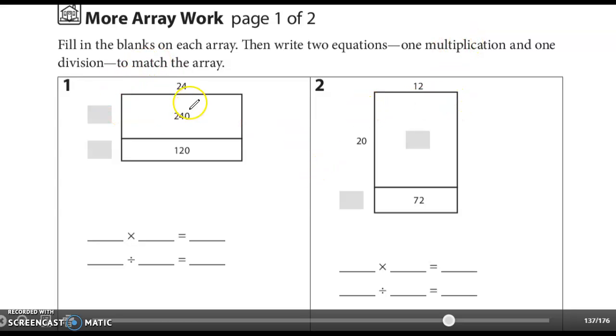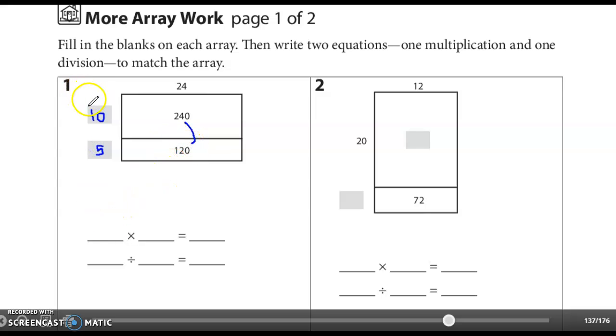So up here at the top, we've got a gray box here, and you know something times 24 is 240. The answer is 10. And then I'm noticing from 240 to 120, that's half. So you're dividing 240 by 2. So I'm going to take 10 and I'm going to divide it by 2. So 5 times 24 is going to be 120.